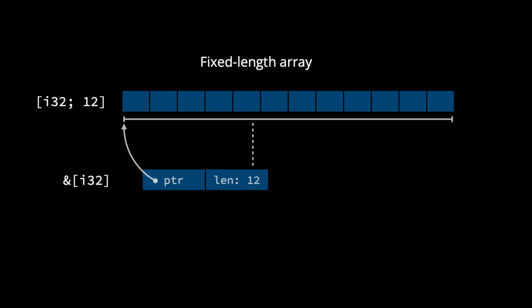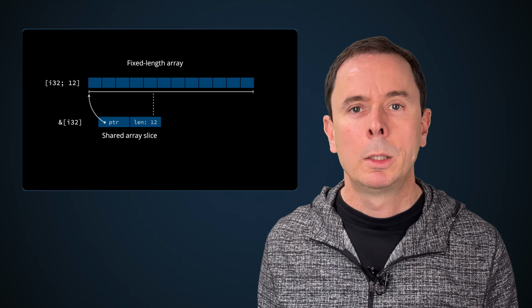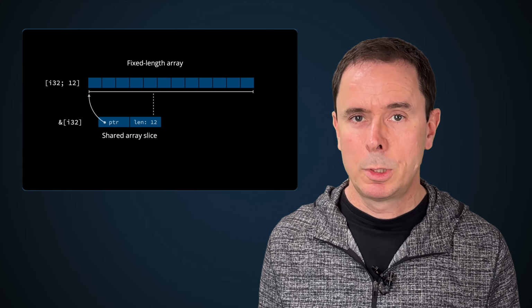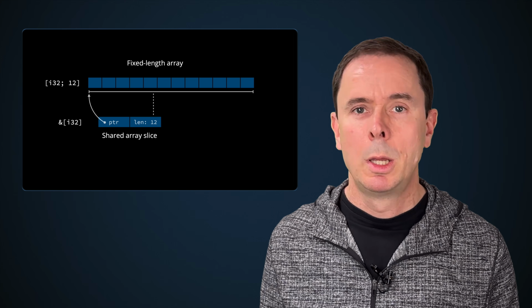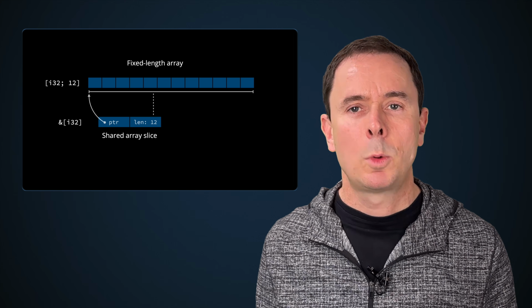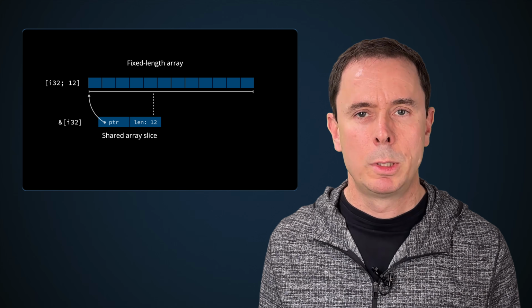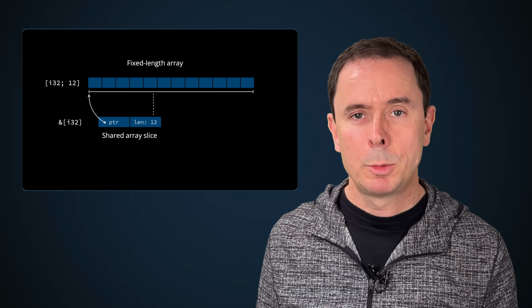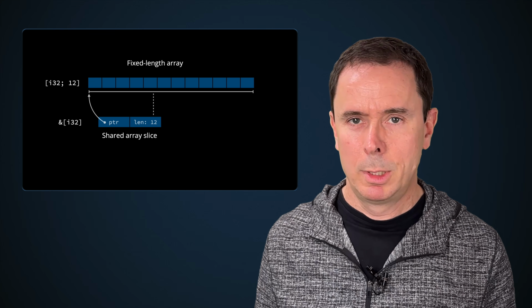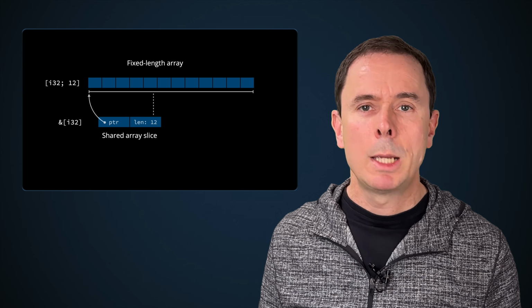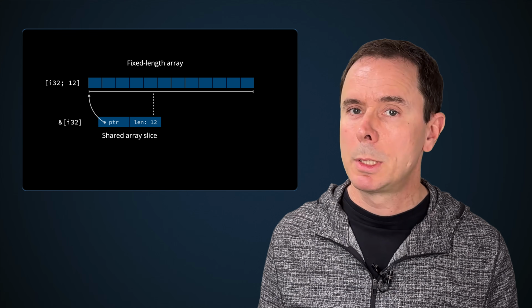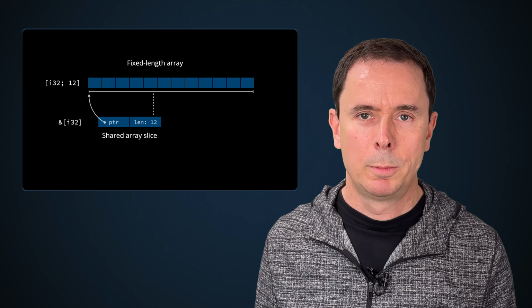The array slice is like a little struct with two fields, one for the pointer and one for the length, in this case 12. The length field is represented as a usize, which is the same size as a pointer, so an array slice is twice the size of a regular pointer. Array slices are sometimes called wide pointers for that reason. Remember, an array slice is just a reference type. It doesn't actually own the data it points to.